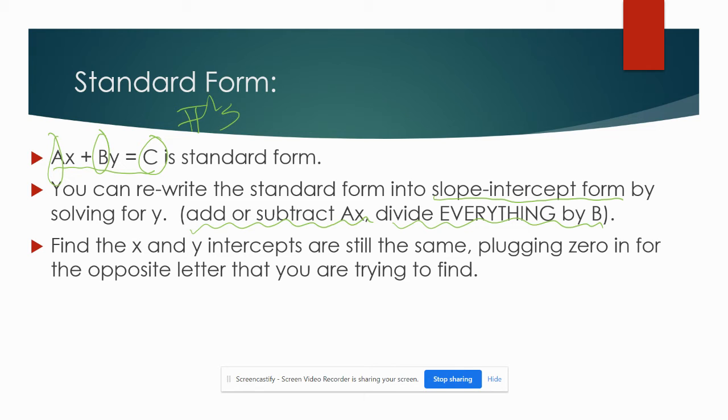Finding the x and y intercepts is still the same by plugging in 0 for the opposite letter that you're trying to find. So if you're trying to find x, plug in 0 for y. If you're trying to find y, plug in 0 for x.